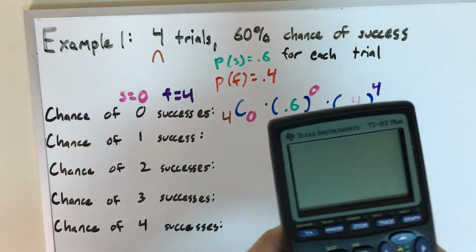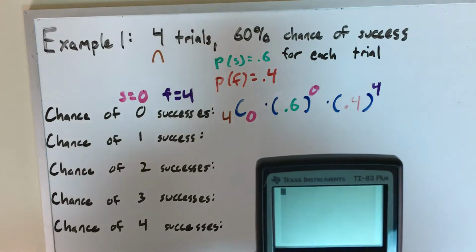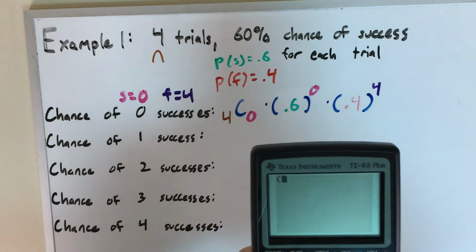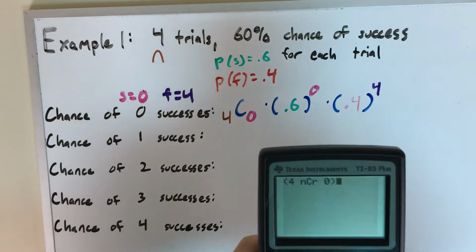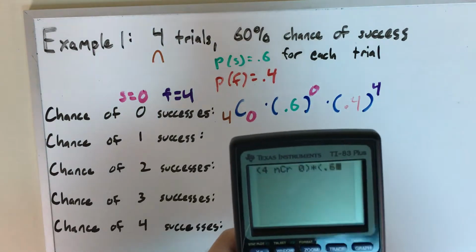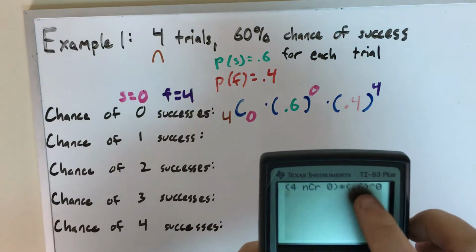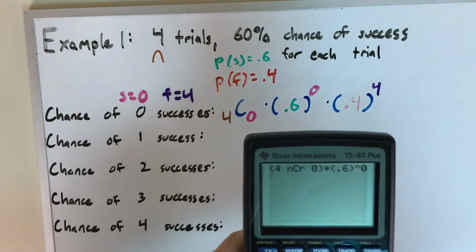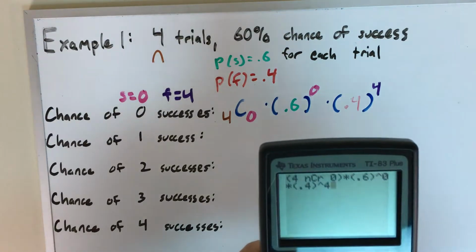Now, the calculator can be a little tricky with this formula, so I'm going to go ahead and demonstrate exactly how I do this. To start with, I'm going to put everything in parentheses. So my 4 choose 0, that's going to go in parentheses. And now, my 0.6 raised to the 0, the calculator is going to read this exponential expression like we want it to without parentheses, thankfully. So I just need to go ahead and multiply by 0.4 raised to the 4th power.